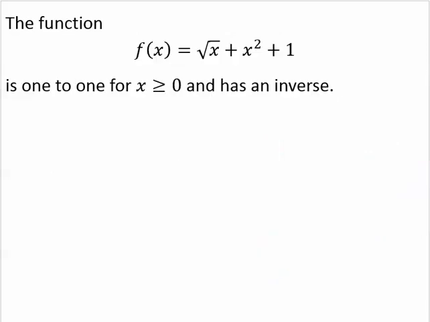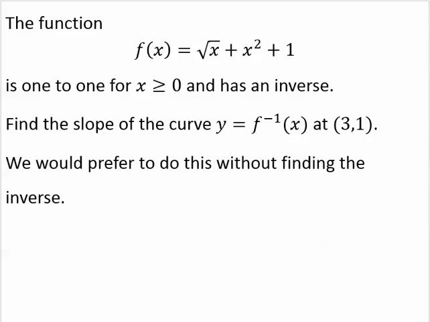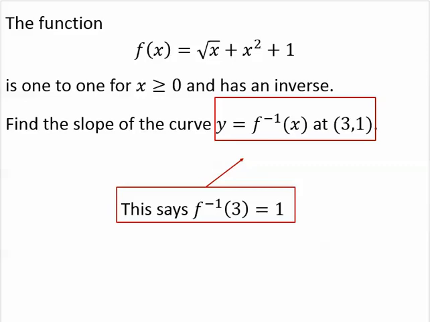This function is 1 to 1 for x being greater than or equal to 0 and has an inverse. Find the slope of the curve of f inverse at 3, 1. We would prefer to do this without finding the inverse function. What does this mean? This means that f inverse evaluated at 3 equals 1.